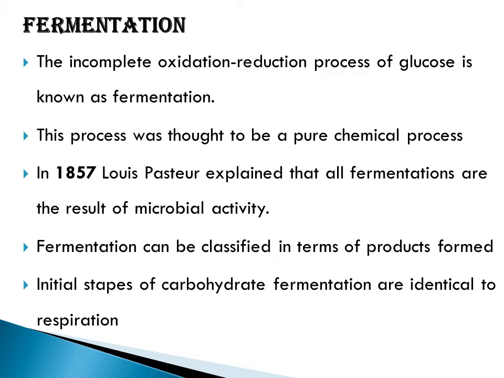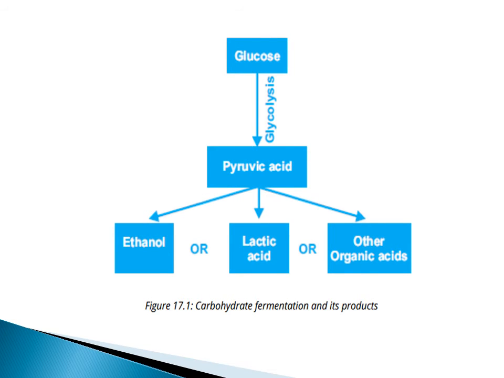Fermentation can be classified in terms of product formation, like alcoholic fermentation and lactic acid fermentation. These are the different types of fermentation, carried out by different types of microorganisms, which will be discussed later. This is a flow sheet diagram of carbohydrate fermentation, in which glucose is broken down into pyruvic acid, which can be further converted into alcohol, that is ethanol, lactic acid, and other organic acids.